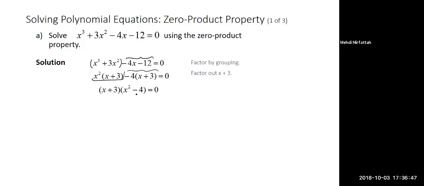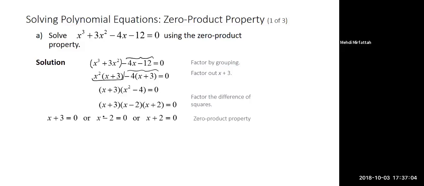And as you can see, we can factor this even more. Here we have a difference of squares, so that would be x minus 2 times x plus 2. So we get to factor this completely. Now I can solve for x. The first solution is x plus 3 equal to 0, so x would be equal to negative 3.